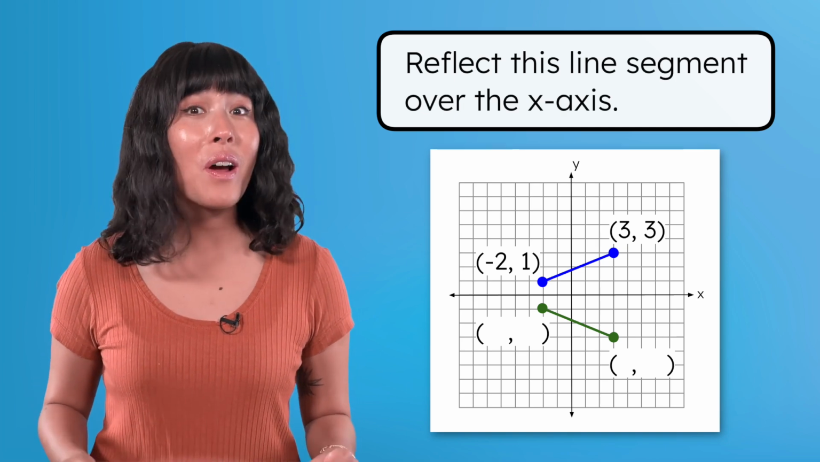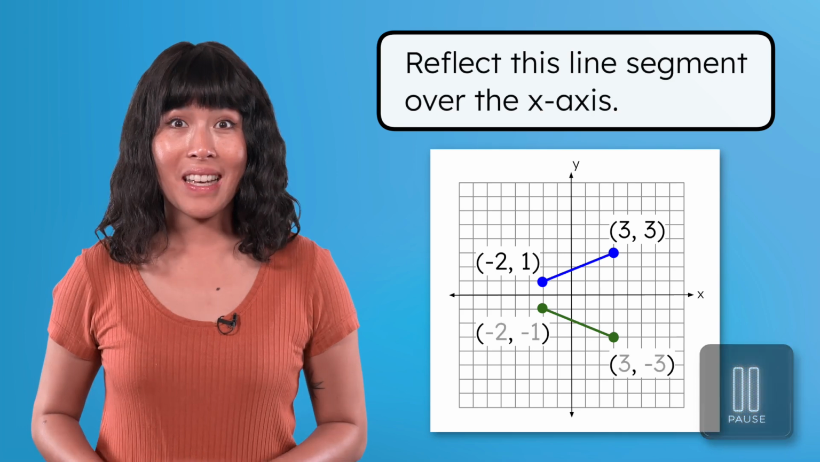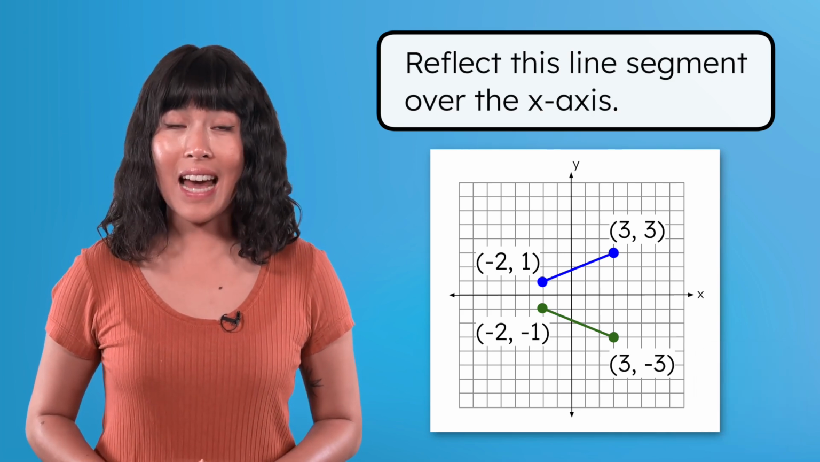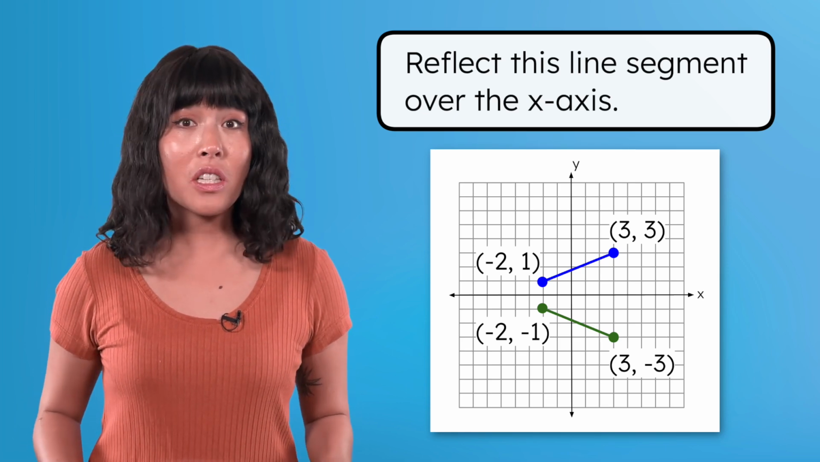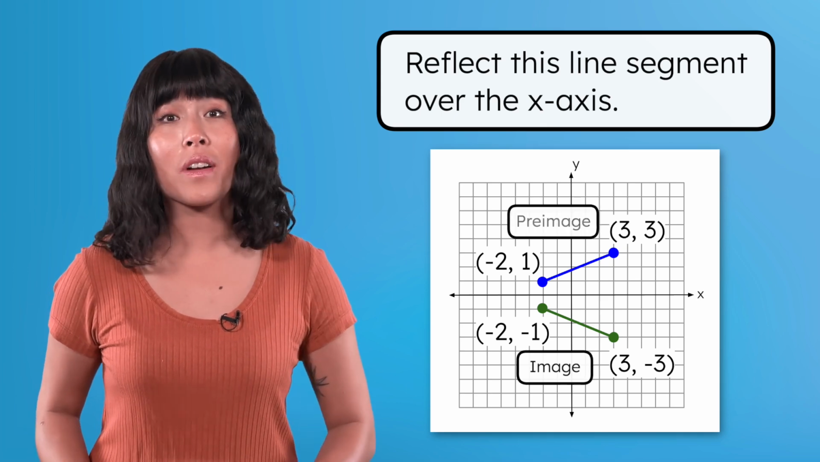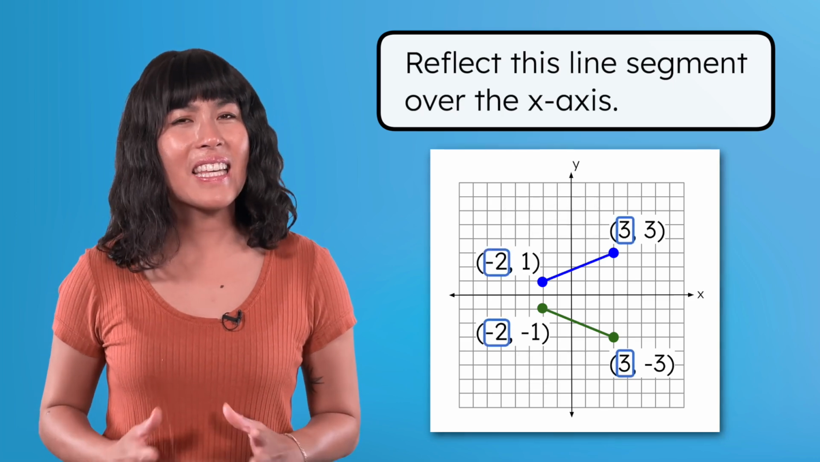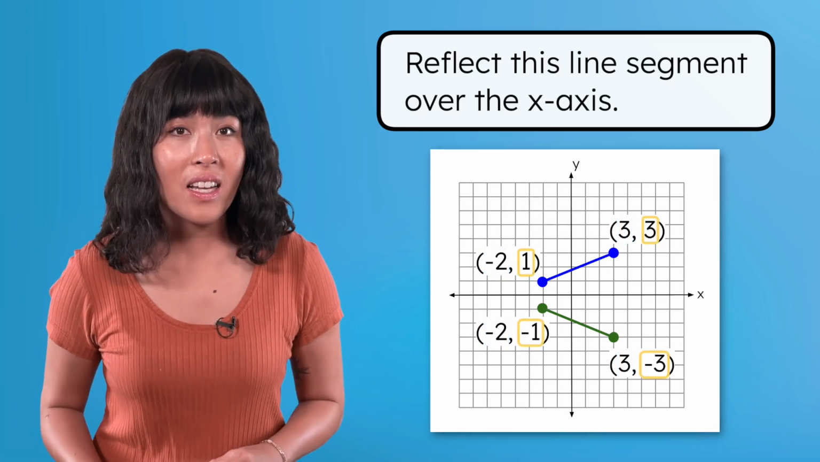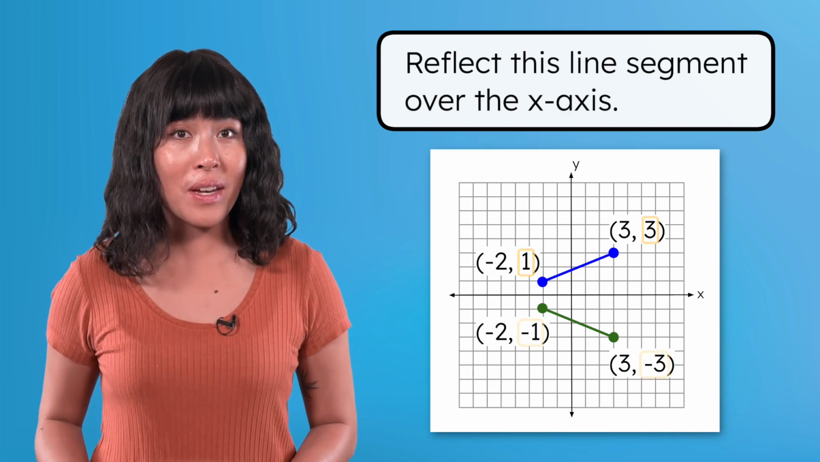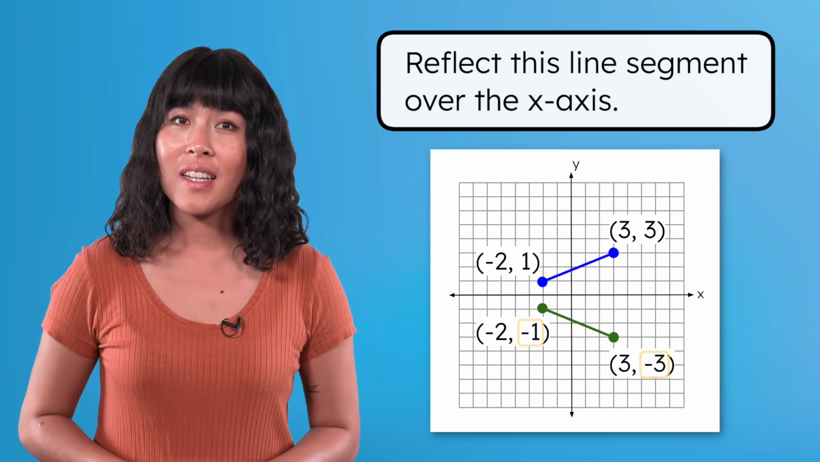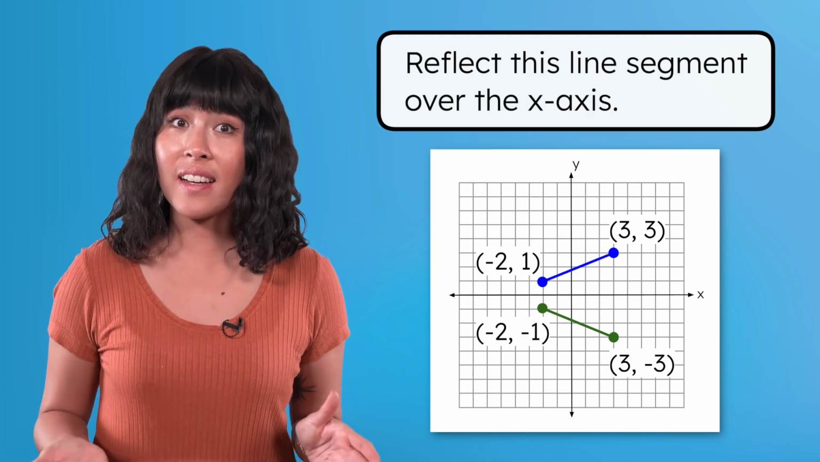Pause the video and figure out these coordinates now. You should have -2, -1 as an endpoint and 3, -3 as the other endpoint. How do these coordinates in the image compare to the coordinates in the pre-image? It looks like the x values stayed the same, but the signs on the y values changed. These particular y values were positive on the pre-image and are negative on the image. Interesting. Do y values always change signs when reflecting over the x-axis?